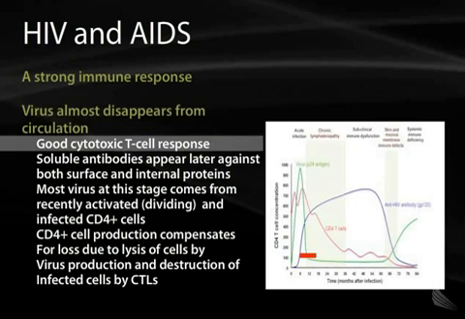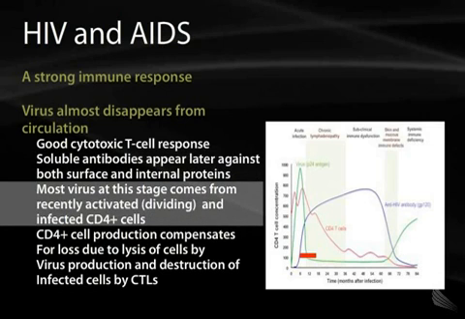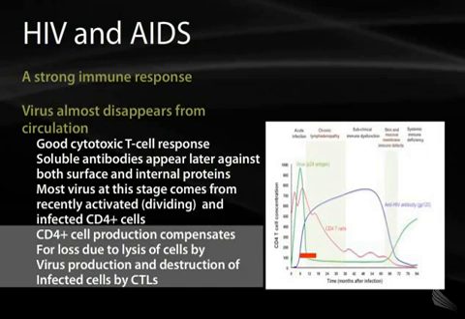You have a good cytotoxic T cell response, and you have soluble antibodies which appear later, both against surface and internal proteins. Most of the virus at this stage comes from recently activated or dividing infected CD4 cells. The CD4 positive cell production compensates for the dying CD4 cells, and so you're able to maintain those lines. You've got loss due to lysis of cells by virus production, and you've got destruction of cells by cytotoxic T cell lymphocytes.